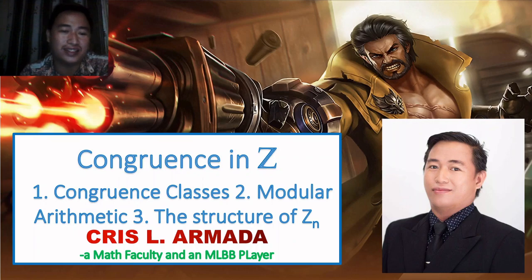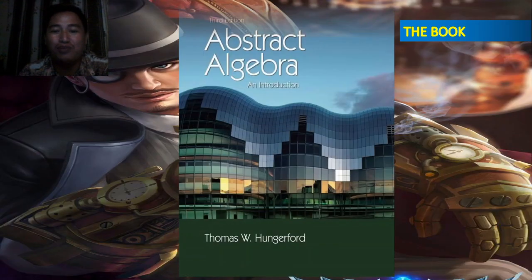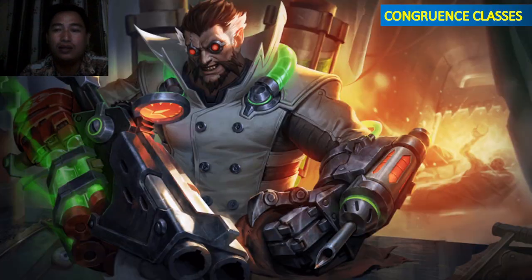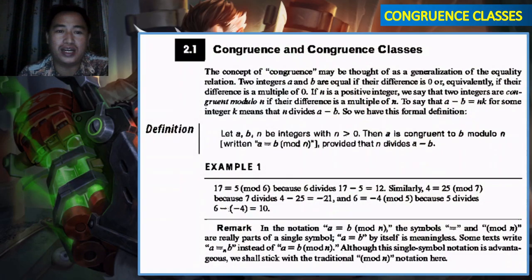Okay, let's start. The book that we're using is Abstract Algebra, An Introduction, the third edition by Thomas W. Hungerford. So start with 2.1, congruence and congruence classes. We are now in chapter 2. We're done with chapter 1, which is in the first video, so you can watch it there. Then the title there is Arithmetic in Z.